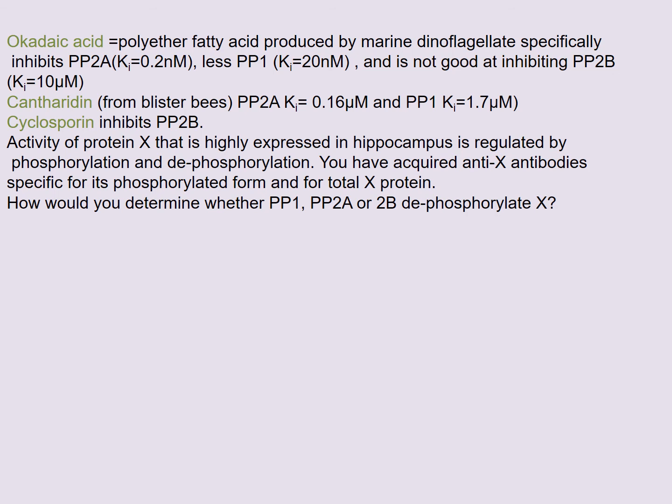Now you're looking at protein X, and you know that the activity of protein X, which is expressed in the hippocampus and is required for learning, is regulated by both phosphorylation and dephosphorylation. And you have made antibodies that recognize total X protein, and also phosphorylated X protein, so you have 2 different antibodies. Now I want you to think about the experiment, or series of experiments, that you would do to determine which of these phosphatases, whether it's PP1, PP2A, or PP2B, are dephosphorylating X. And that's it for today.